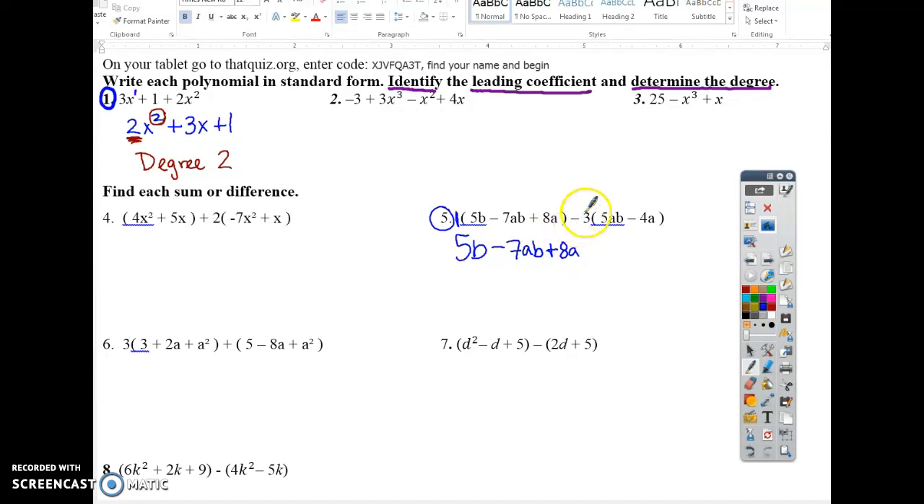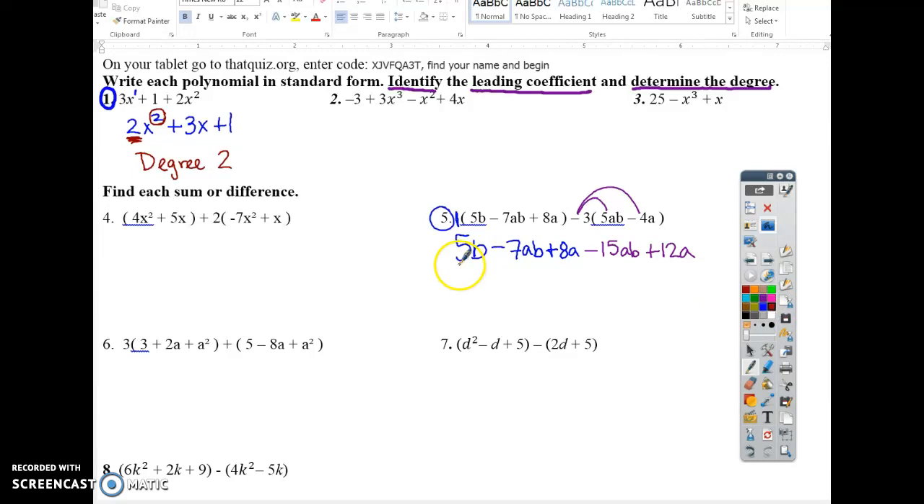But here you have to distribute a -3. So -3 times 5 is how much? -15, and it has AB, so you put AB right there. -3 times -4 is a positive 12, and I only have one A, so I'm going to put A right there. Then we combine like terms.